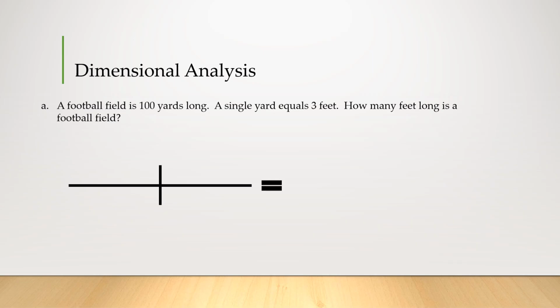Starting with letter A. If a football field is 100 yards long and a single yard equals 3 feet, how many feet long is a football field? In this problem, we're seeking to convert 100 yards into feet. Our conversion rate is 1 yard per every 3 feet. When you perform such a conversion, the unit we're converting to needs to be above the line. The unit we're converting away from needs to be beneath the line. Effectively, the units on top cancel against the units on bottom, and the unit that isn't canceled is the unit of our answer.